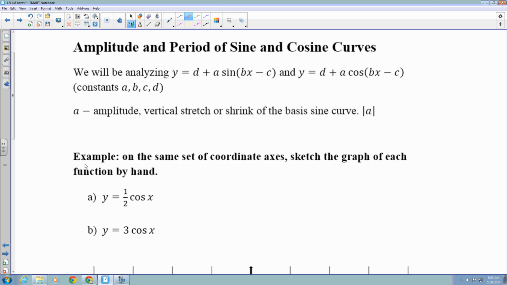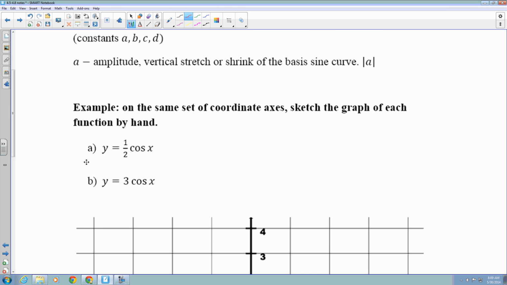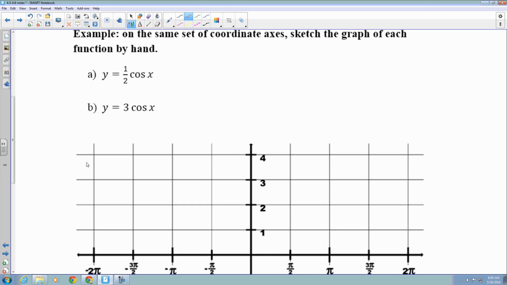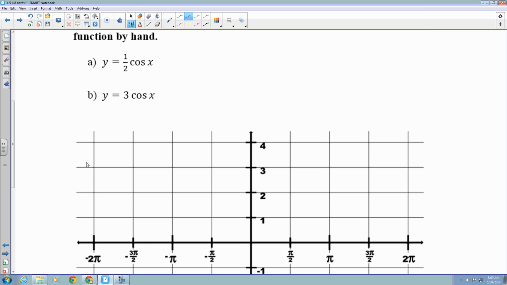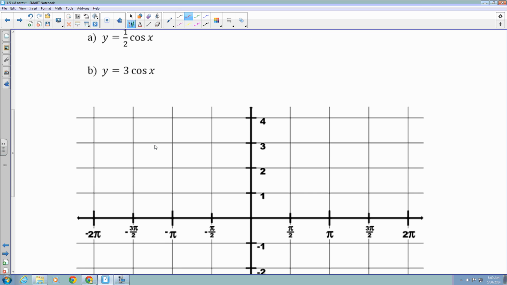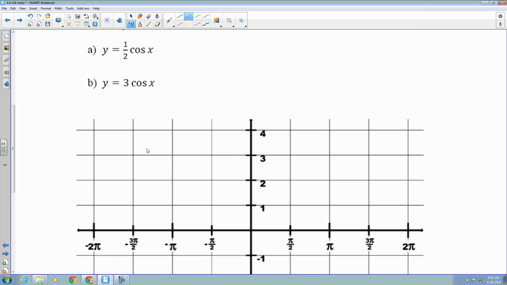So like I said before, that number that's right in front of your sine or cosine curve is called the amplitude, which is how tall our graph is. That's the vertical stretch or shrink. The only difference on the two graphs here is that our max and mins are going to be different. So in the basic cosine curve, our height is 1 in both directions.